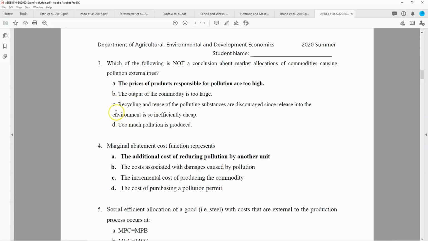So B, C, D are all correct except A. The price of the products are too high. If the price of the products are too high, then there would be low production, and from that perspective, the pollution externality would be decreased.